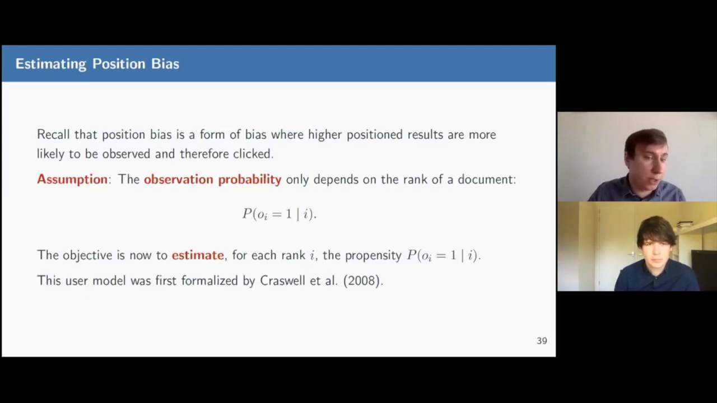And then the objective for position bias becomes estimating for each rank what is this examination probability, this observation probability, or this propensity, essentially. And this type of purely position-based user model was first formalized in this paper by Craswell et al. from 2008.